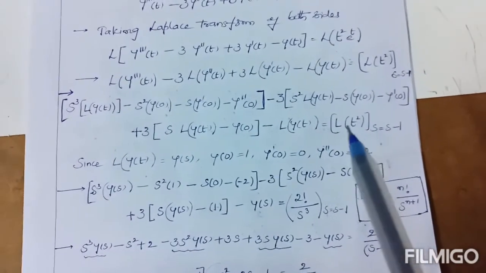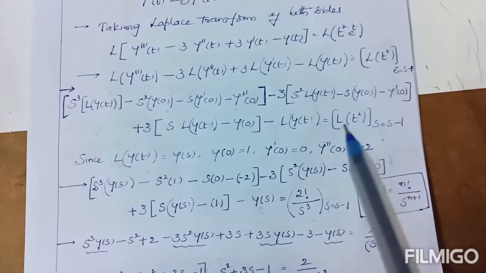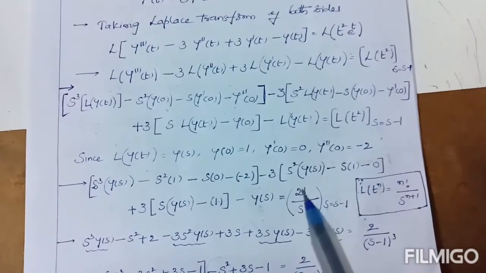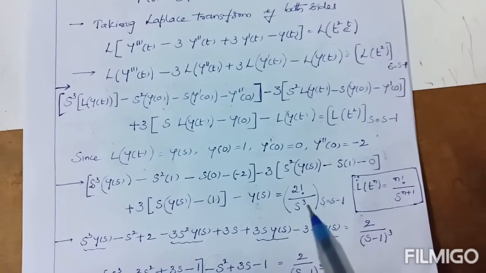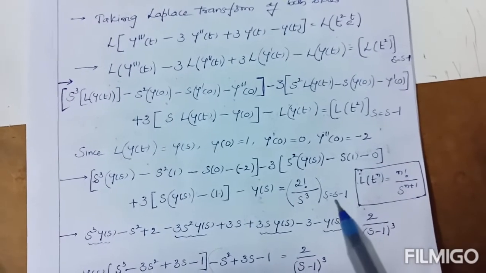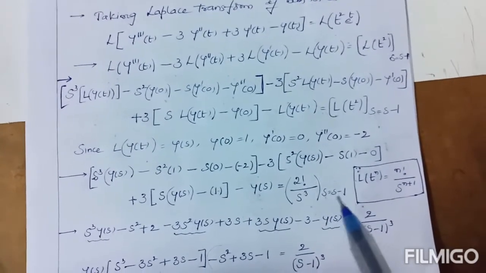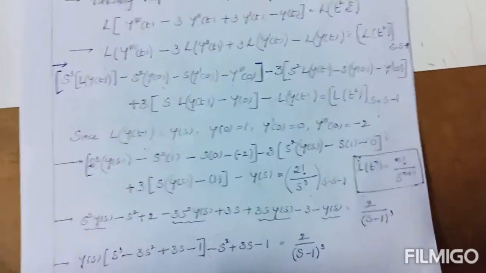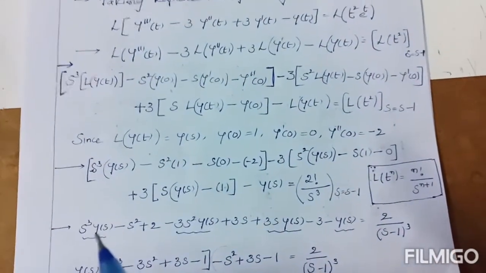L of t square is a standard formula, L of t power n form. L of t square is 2 factorial by s cube. Here s equal to s minus 1, I mean after writing this, in place of s we have to write s equal to s minus 1. Now just open the bracket.